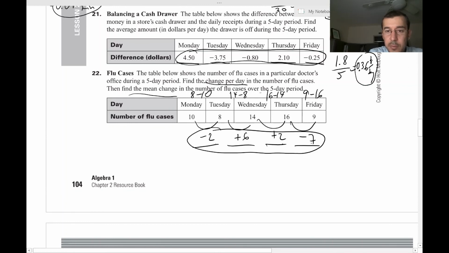So if you add these up, -2 and +2 cancel out. -7 and +6 is -1. So -1 over 4, right? 4 changes, 4 numbers. -1 over 4 is -0.25. So -0.25 change in the number of flu cases over the 5-day period.